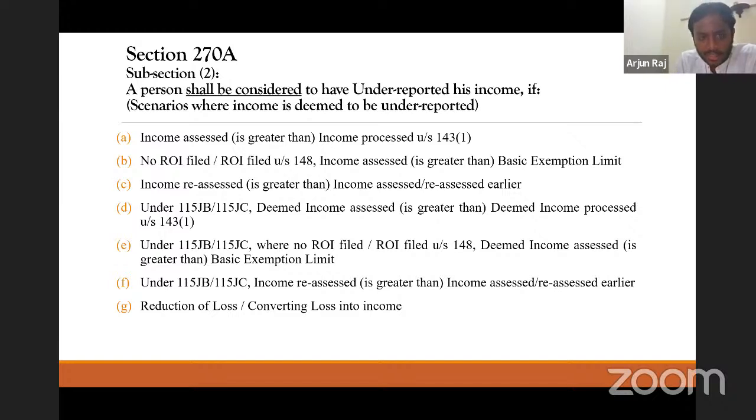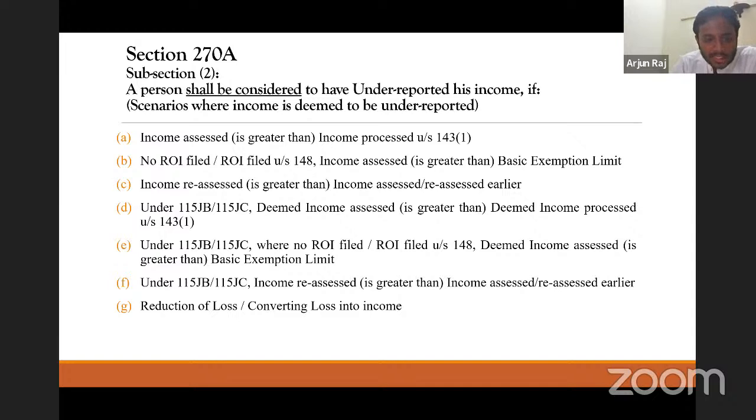Then the similar provisions for MAT. Same three scenarios for MAT. In the event of filing the return of income, deemed income assessed is more than the deemed income processed. Then in the event of not filing a return, deemed income assessed is more than the basic exemption limit. And again, the last scenario where there is a second assessment.